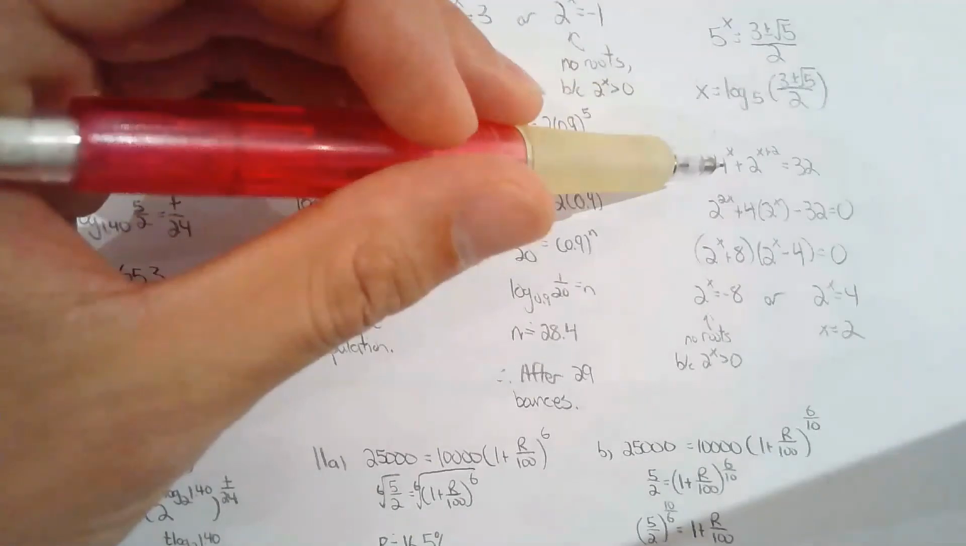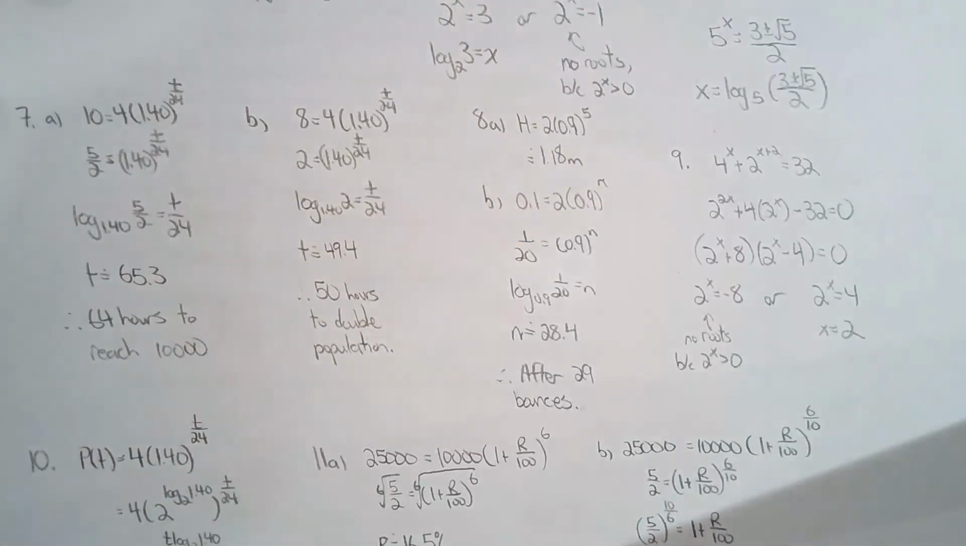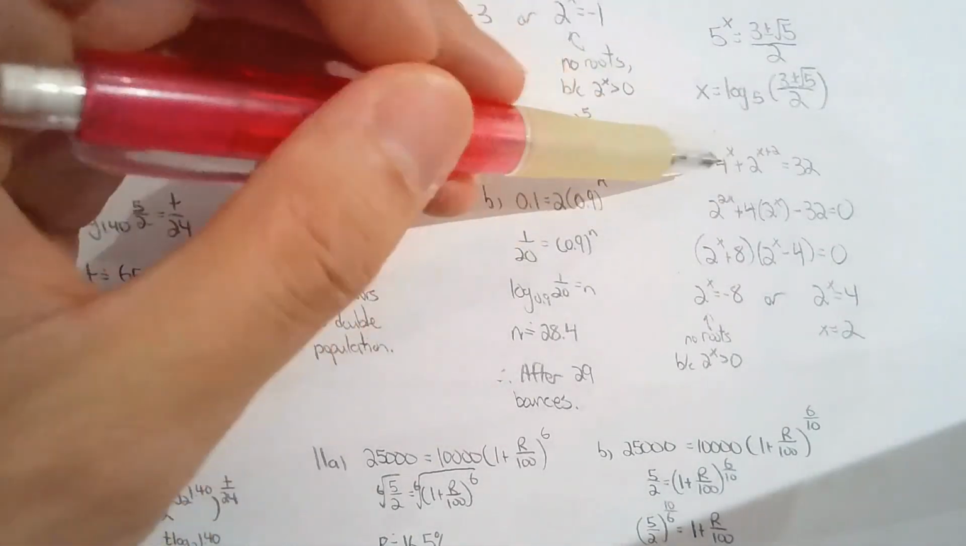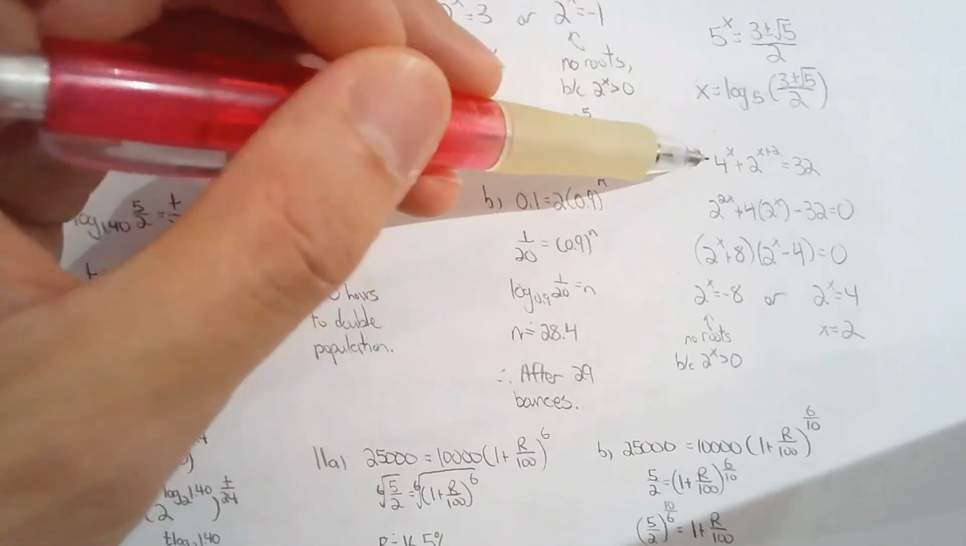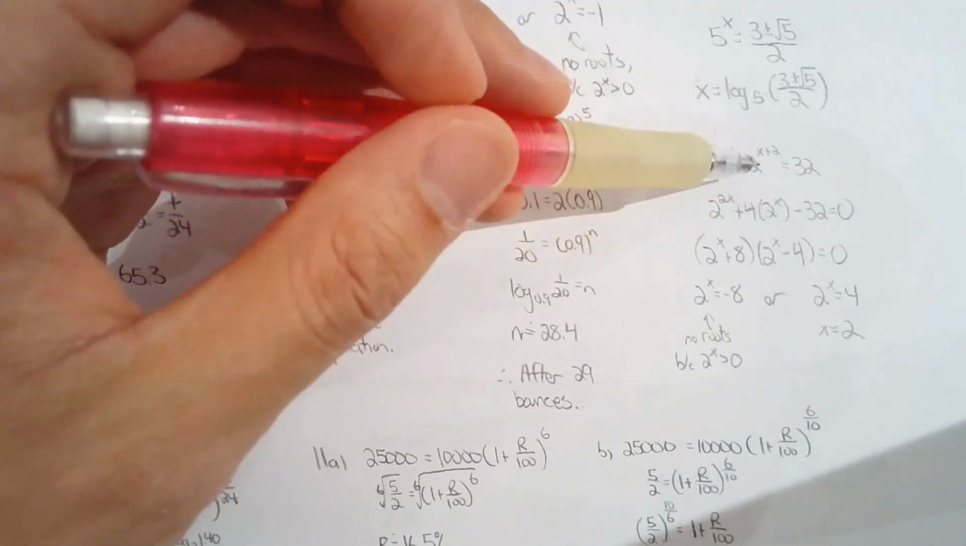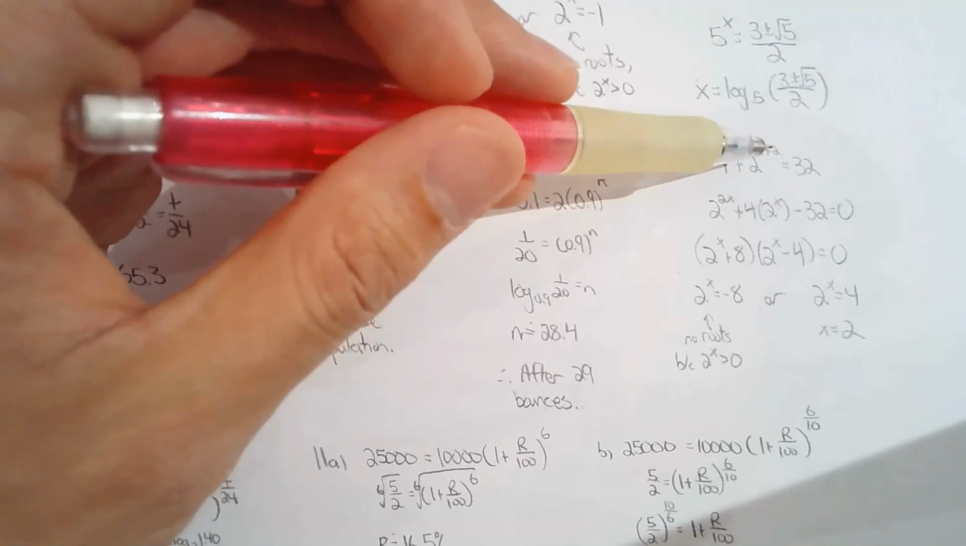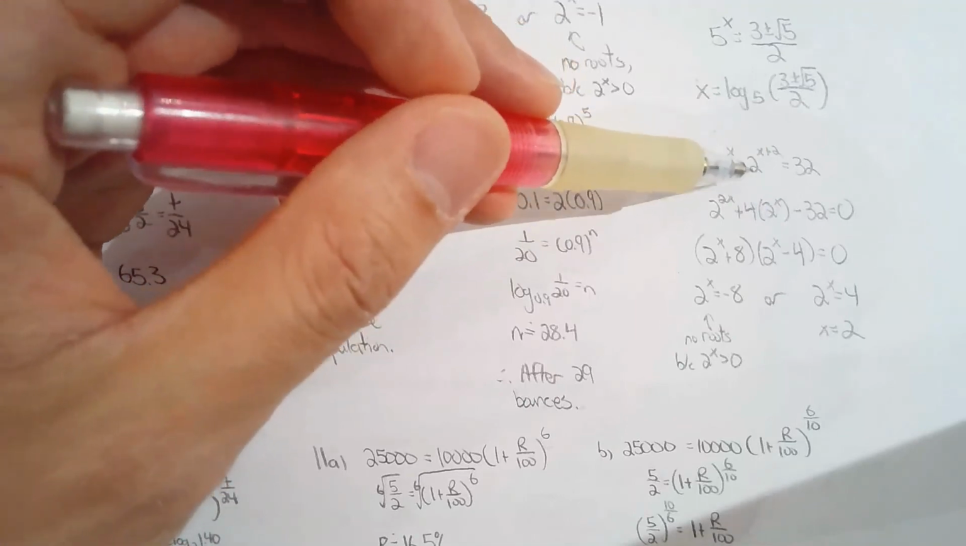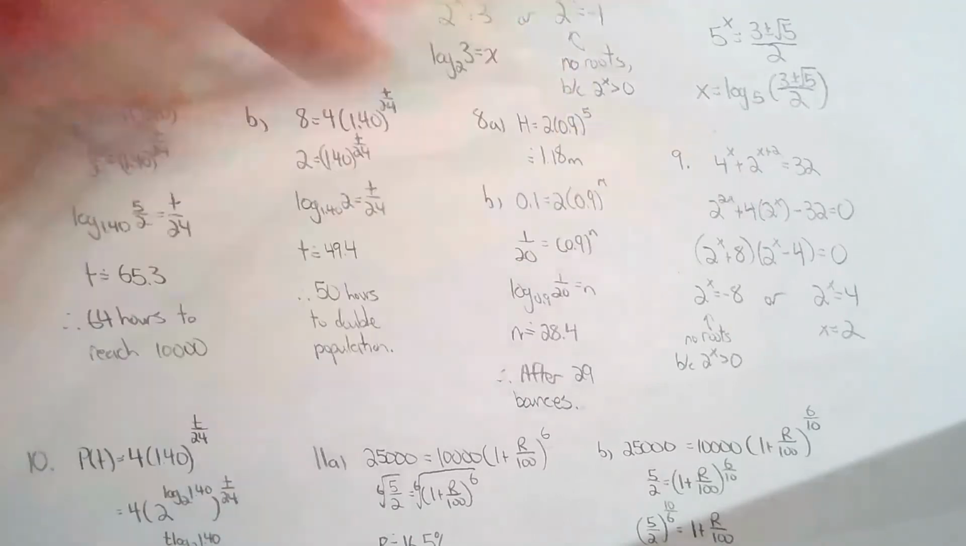For question 9, really it's just quadratic again. By looking at the powers, you can change them all to a base of 2 and then break up 2 to the power of x plus 2 to be 2 to the x times 2 squared to create that quadratic equation.